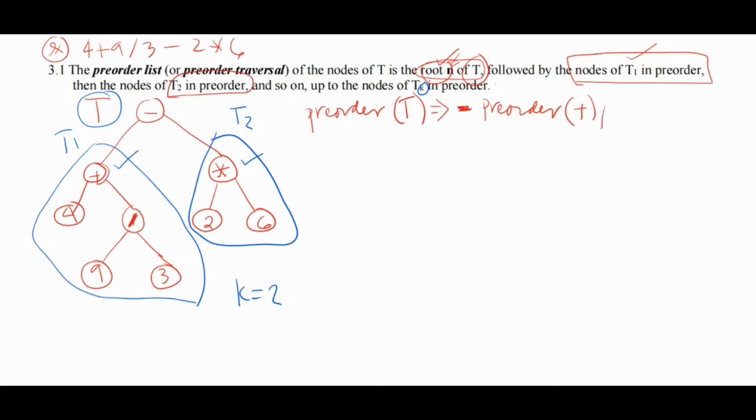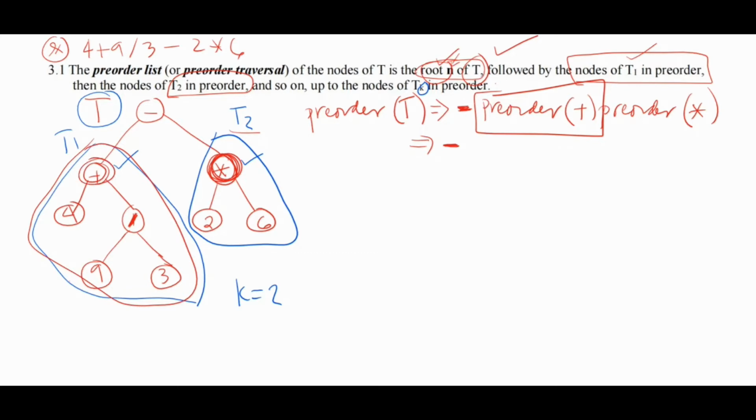Okay, so the pre-order of T2 is this one, whose root is multiplication. And then bring down minus. Let's find now the pre-order of plus using the same definition here. So for the pre-order of T1, this subtree, the root is plus, so we list it here, plus, and followed by the pre-order of, in this tree now, the T1 is this part here. This is your T1. And this part here is your T2. So T1 is the subtree whose root is the left child of plus, or the first child of plus. And T2 is the subtree whose root is the right child of plus.